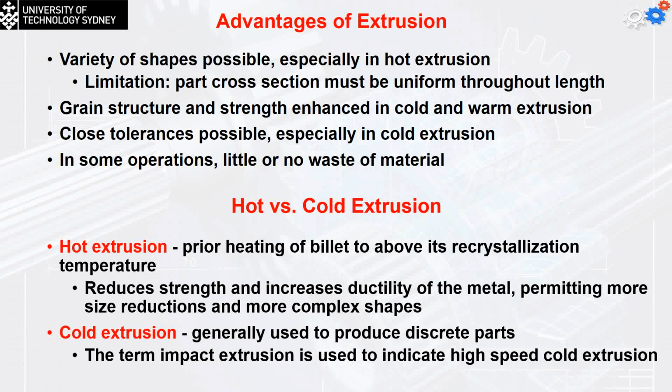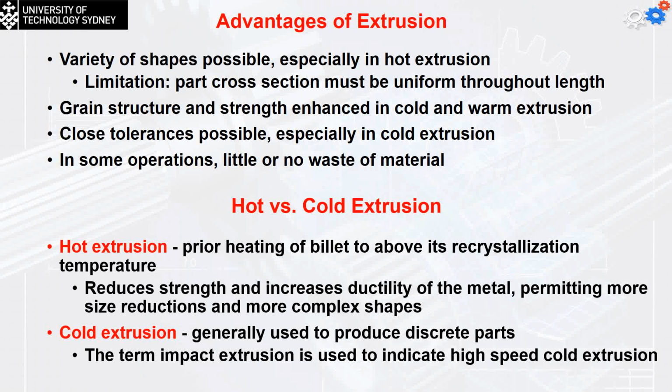By increasing the temperature, as we mentioned once again, we reduce the strength and increase the ductility of the metal, permitting more size reduction and more complex shapes to be achieved. Cold extrusion is generally used to produce discrete parts, which are smaller, because we cannot make them long when it's cold. And the impact extrusion is used to indicate the high-speed cold extrusion process.